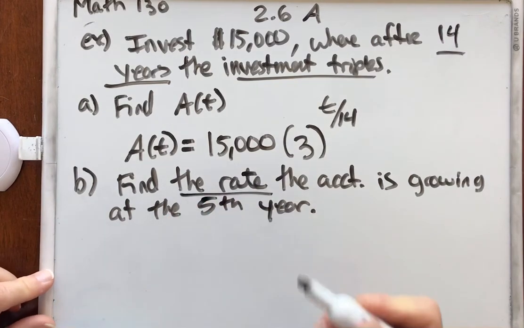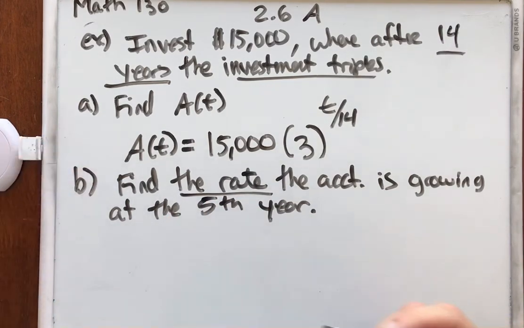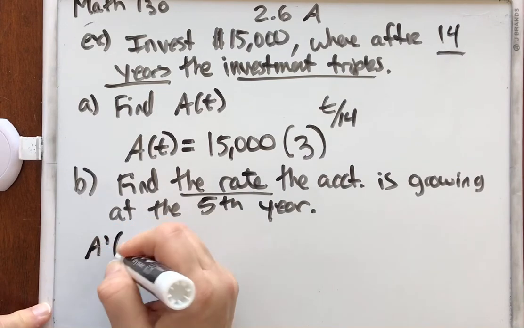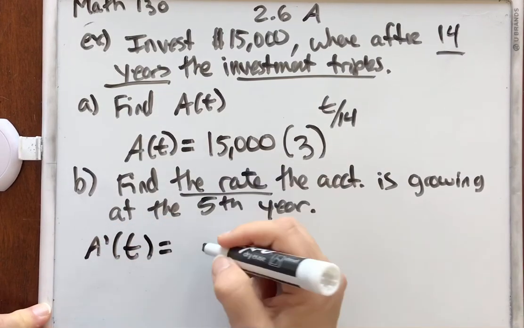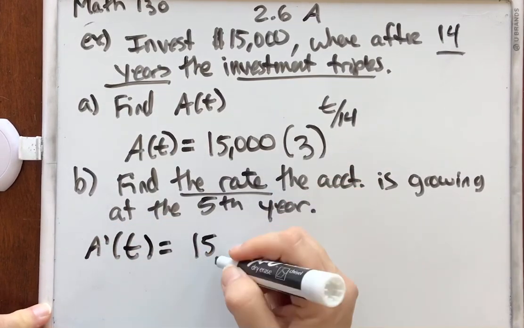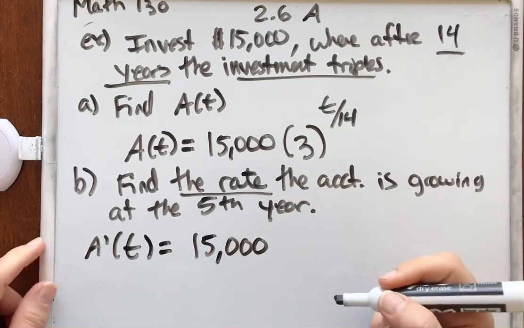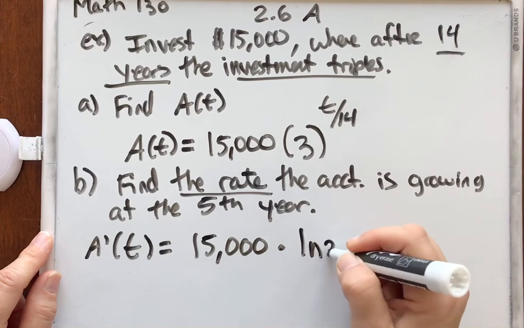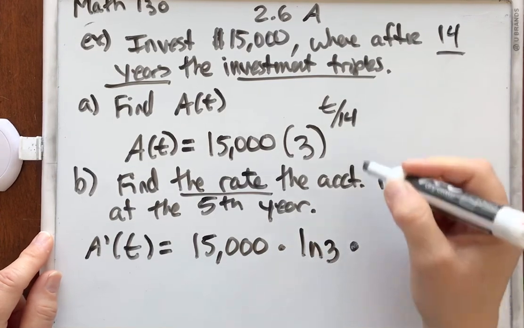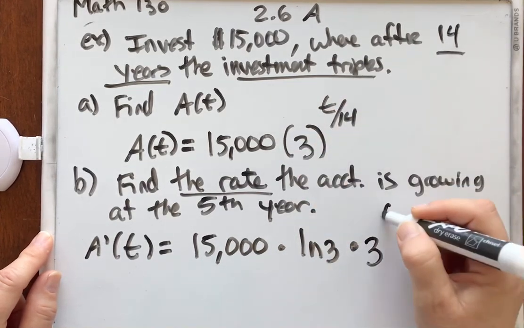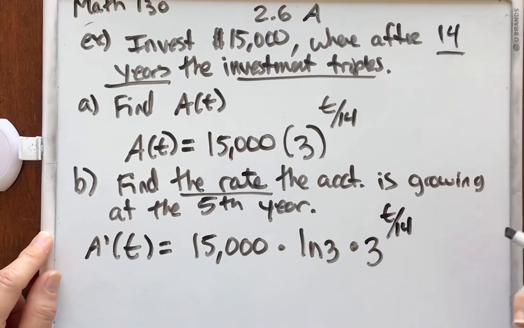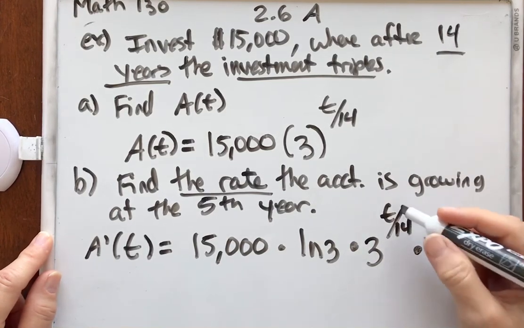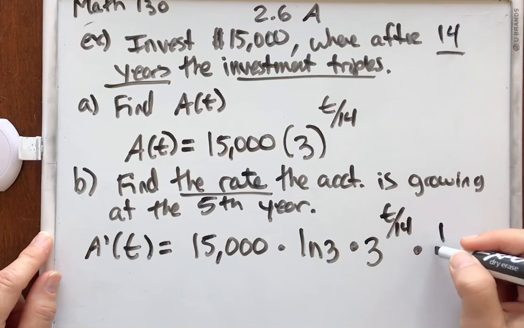Since we're looking for a rate, we know we're going to take the derivative of A of t. A prime of t. We keep the constant, 15,000. Here we have the base, so we multiply that by ln of 3. Multiply that by the whole thing, 3^(t/14). And multiply that by the derivative of t over 14, which is just 1 over 14.